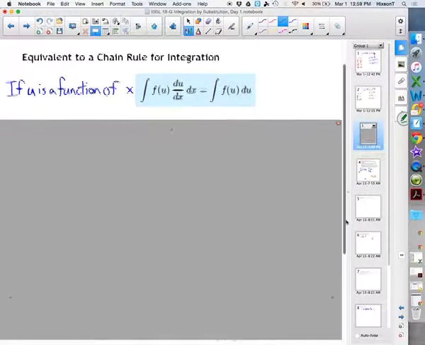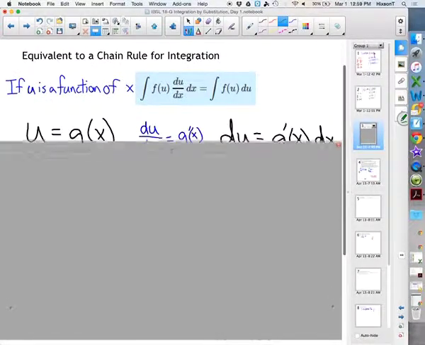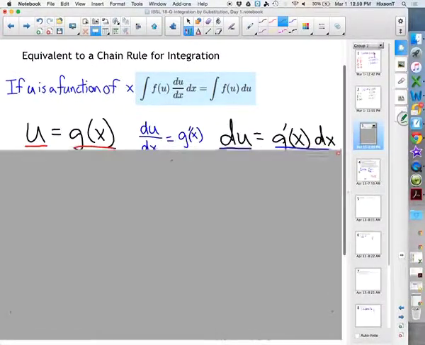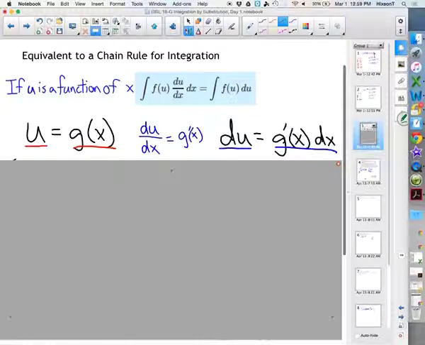Now, let's start looking at one just with notation. Okay? Here, I'm going to let u equal some function g of x. Alright? So, du dx would be g prime. Alright, you guys know that. So, if I was trying to get du here, I would multiply both sides by dx, and I'd get du equals g prime of x dx. Okay?